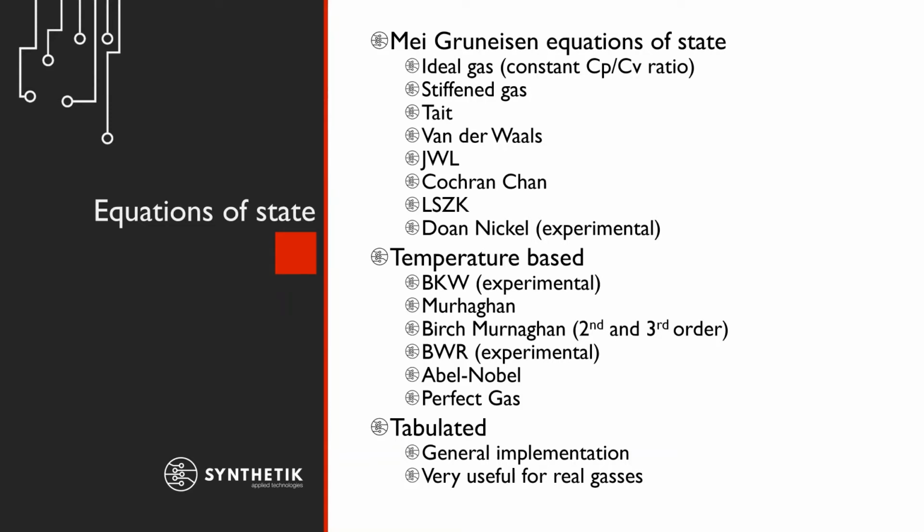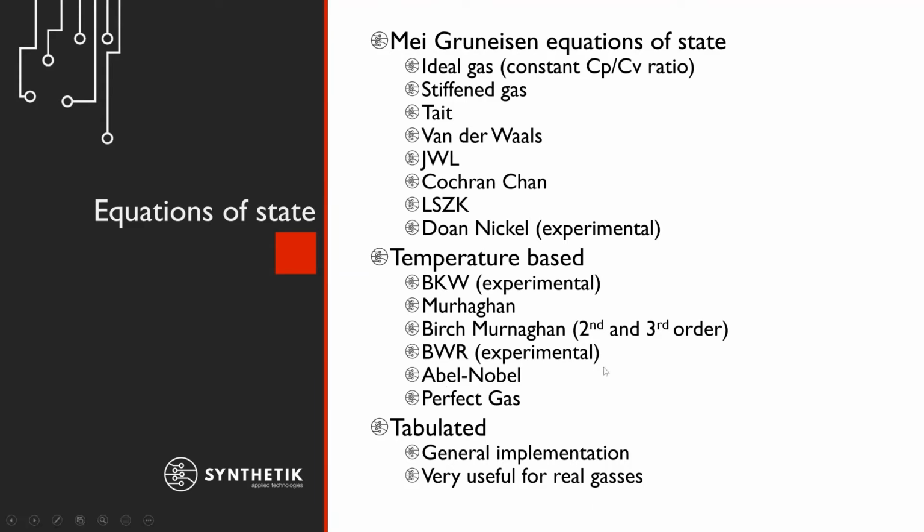And then perfect gas, which is going to be the standard OpenFOAM perfect gas. So this allows for variable Cp-Cv ratios based on the molecular weight. Generally speaking, the Mie-Grüneisen equations of state do not really use molecular weight at all. They're all based on gamma. The temperature-based ones, however, are all based on the molecular weight. Just kind of a note for running simulations.